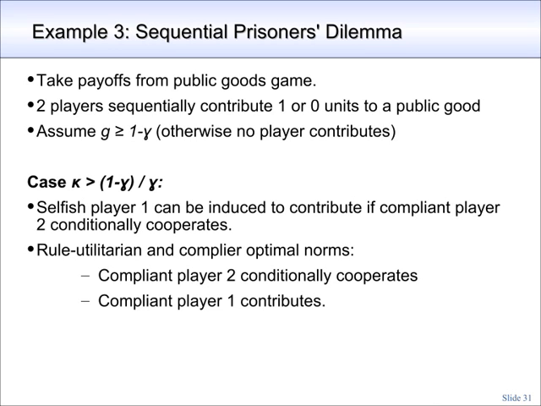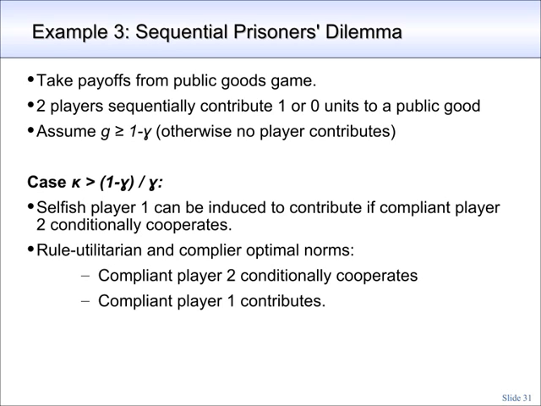Assume that a compliant second mover would conditionally cooperate, which means he will contribute if and only if the first mover did contribute. Then the expected gain for a first mover from cooperation would be kappa times gamma minus the cost of contribution 1 minus gamma. This means a selfish player 1 can be induced to contribute whenever the complier's share is above the threshold (1 minus gamma) divided by gamma.